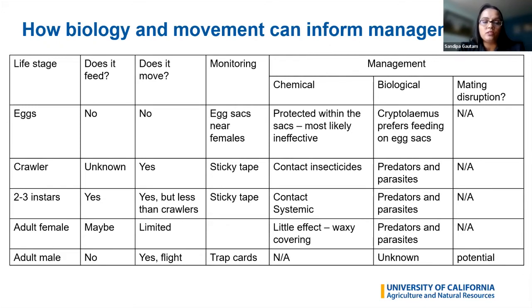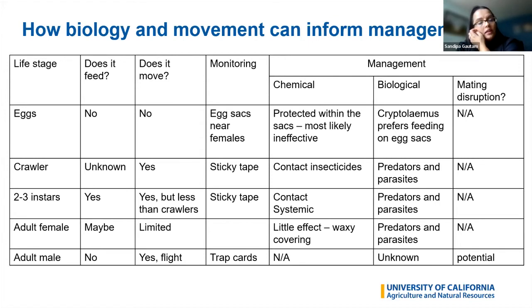Crawler and first, second, and third instar are the mobile stages. We don't really know if the crawler starts feeding as soon as it hatches, but it will once it settles and finds a feeding spot. It starts feeding, and it is one of the mobile stages. And contact insecticides may be the best option to control crawler and second and third instars.